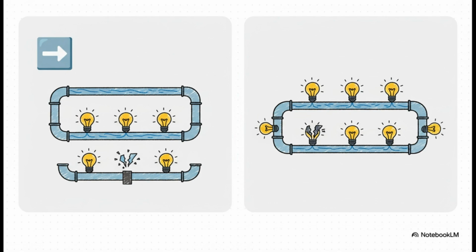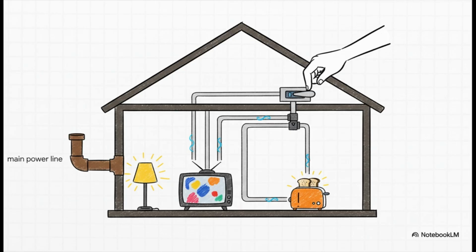But in a parallel circuit, the current gets multiple paths or branches to flow through, and the key advantage here is that each component works independently of the others. And this isn't some abstract theory, this is happening in your home right now. Your house is wired in parallel, and that is the crucial reason why you can turn off your toaster without the kitchen lights going dark. Every single outlet and light fixture is on its own separate, independent branch of the main circuit.